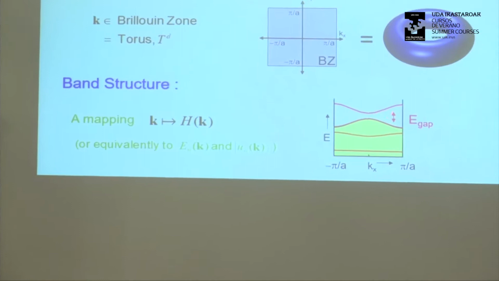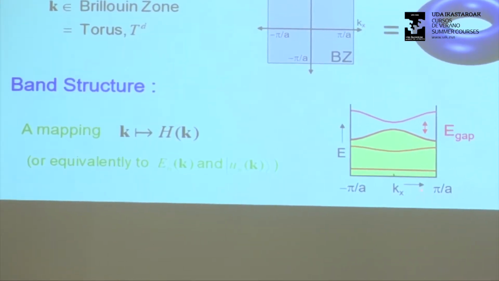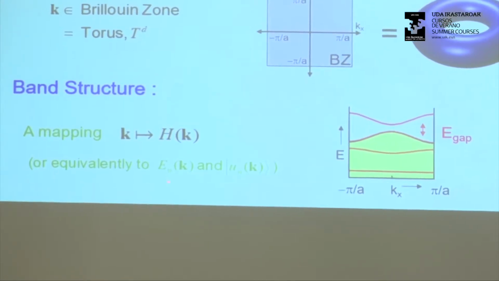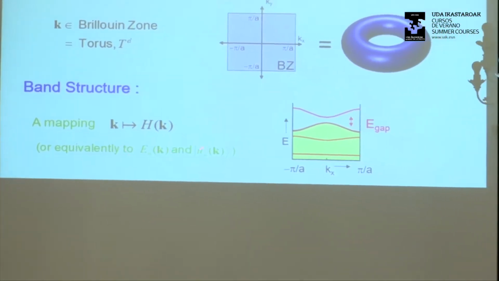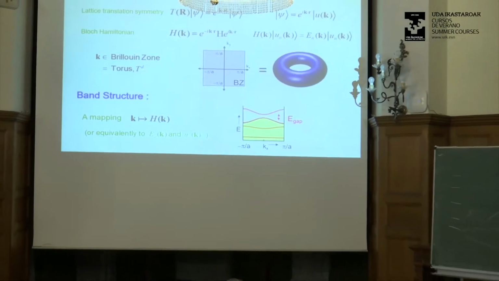If you have a system where you have a set of states that form the valence band and a set of states that form the conduction band, and they're separated by an energy gap, then when you fill those states up with electrons, you'll have an insulator. So the question is how do we think about the topological classification of band structures?